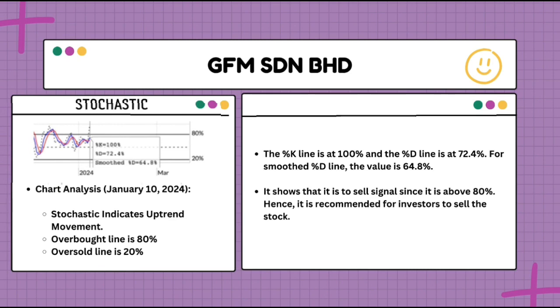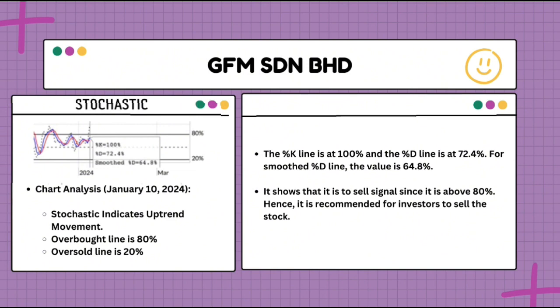The last indicator is stochastic. By using the stochastic indicator, we can see that there are three lines: %K, black line, %D, red line, and smoother %D, blue line. On top of that, the overbought line is 80% and the oversold line is 20%. We will be focused on the %K line.